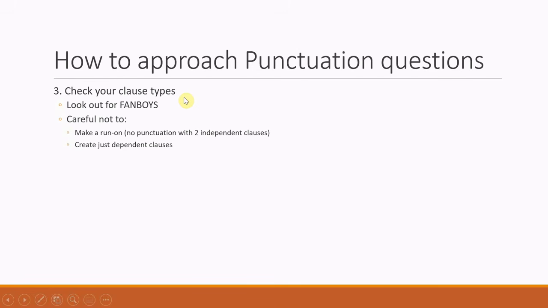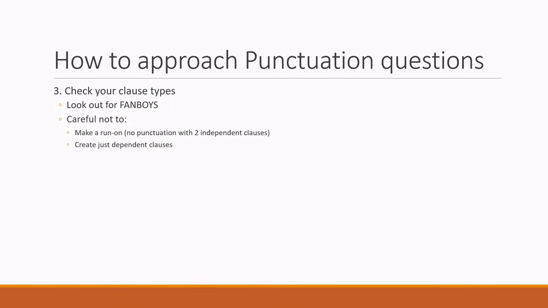Check your clause types. Look out for those FANBOYS, because again, you're trying to figure out, do I have an independent and a dependent? If so, comma. Do I have two independents? Semicolon or period. But if you have two independents and a FANBOY in between, need the comma there. Just keep in mind, be careful not to make a run-on sentence. That's when you have two independent clauses with no punctuation.